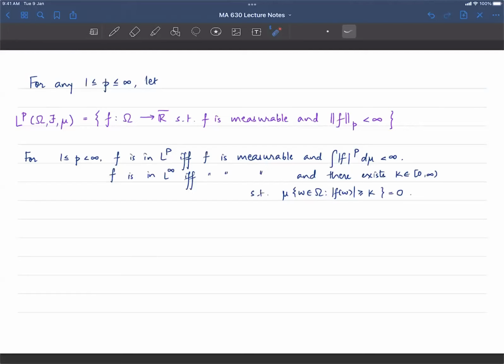Like we had for expectations: if we have the expectation of x cubed defined, then the expectations of x and x squared are also defined. So can we say that for LP spaces, if we are talking about L3 space and f cubed is defined, will f and f squared also be defined? So can we say that it's in L1 and L2 as well?